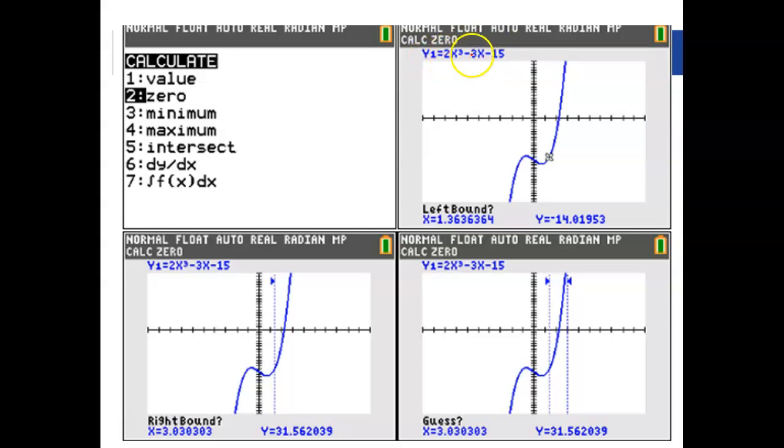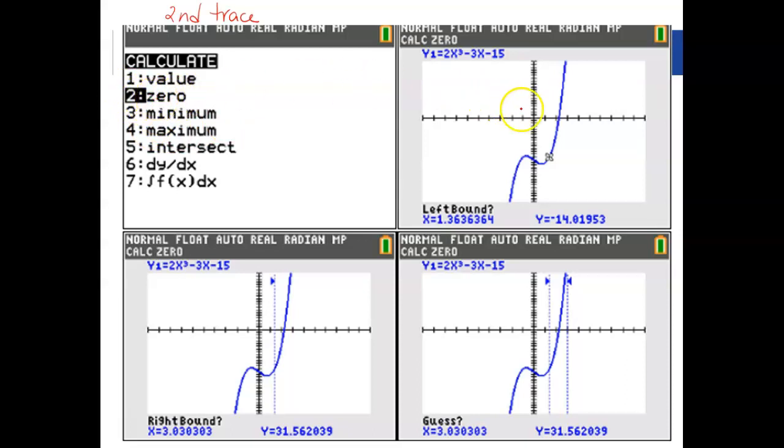So enter that in for y1 and get a window that's going to work for you as far as being able to see the characteristics of your graph. From here, in order to find those, we want to go to second and trace. Once we're at second and trace, that brings up the calculate menu. And from the calculate menu, we're going to choose number 2, which is zero.